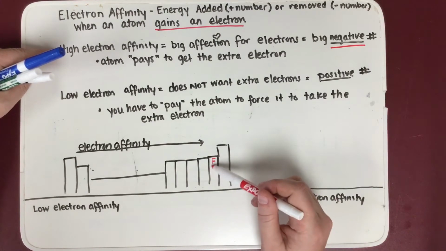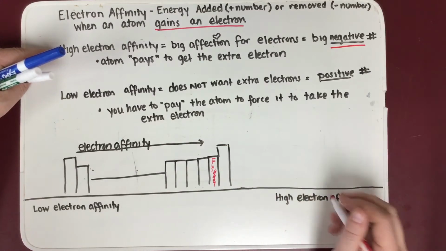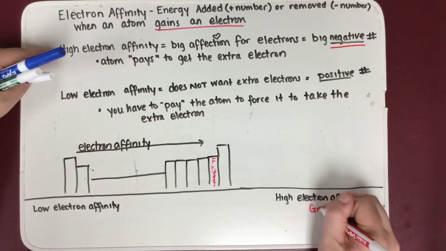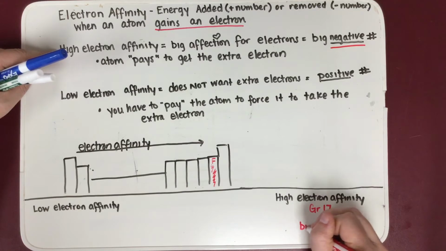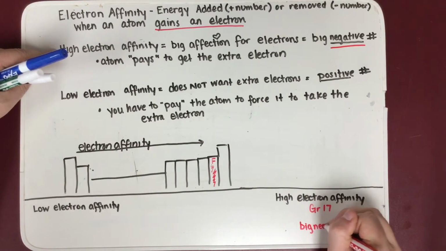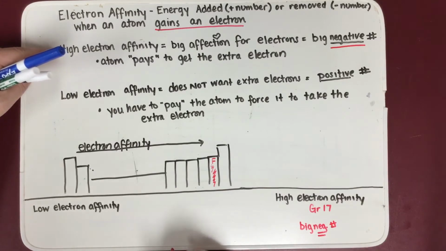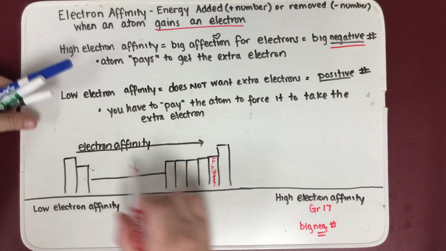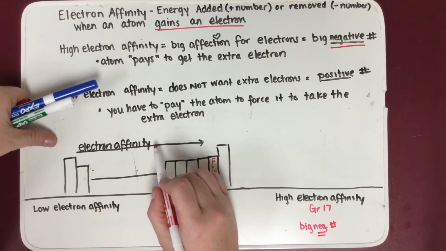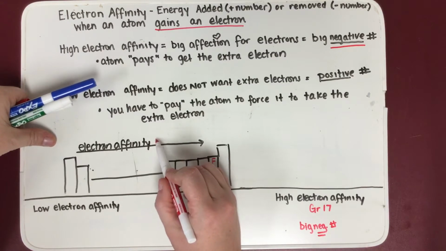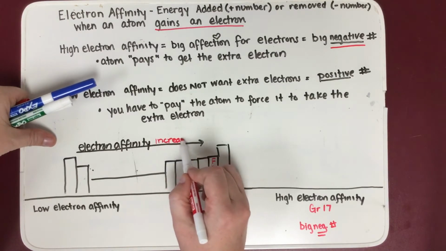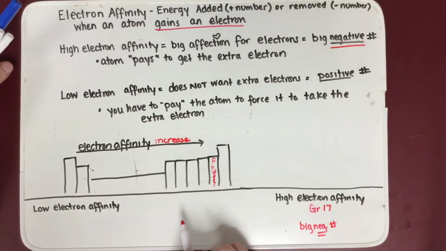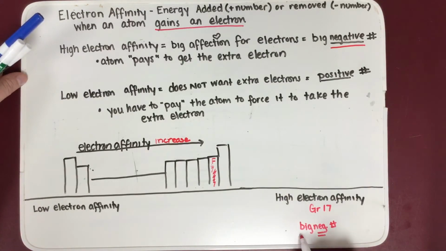And really, everything in group 17 has incredibly high electron affinities. And I'm just going to write down here that that means big negative number. They're losing a lot of energy, they're becoming a lot more stable. And overall, as you go across the periodic table, electron affinity does increase. Their affection for electrons gets bigger and bigger, which really just means they become bigger and bigger negative numbers across.